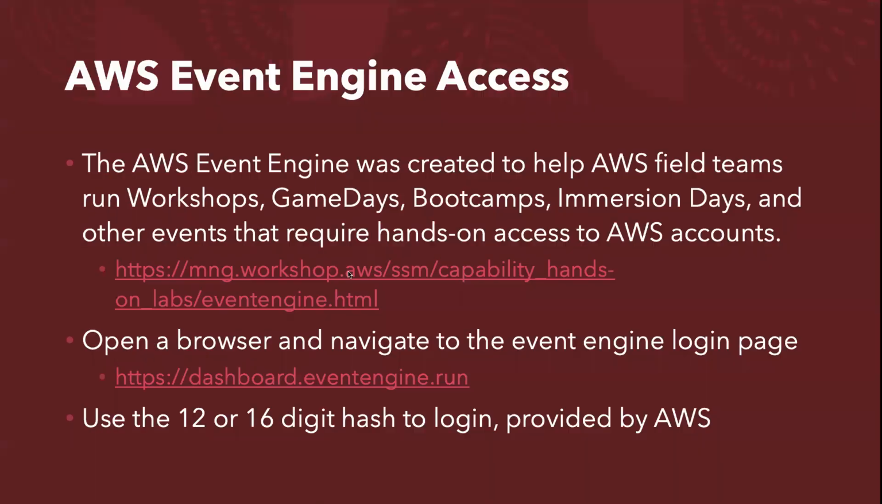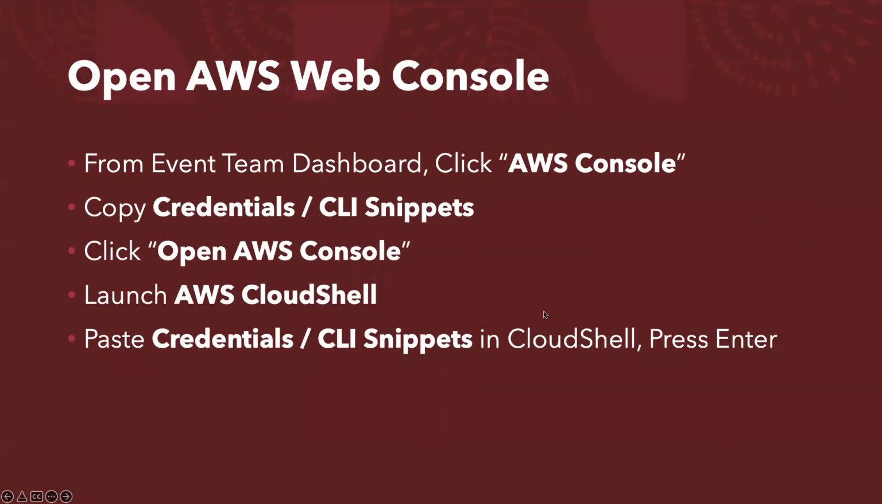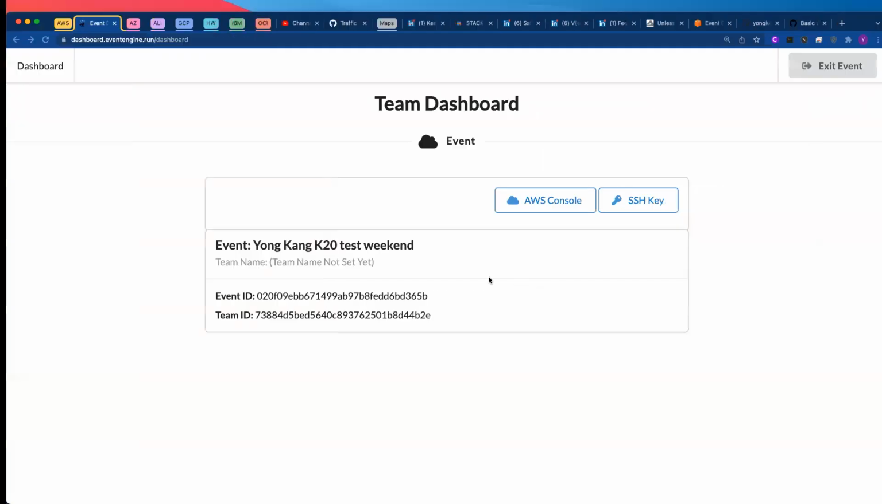So if I come back to the slide deck, you can see the next step is what we need to do is from the event team dashboard, click AWS console. And from there, you need to copy the credentials to CLI snippets. And after that, click open AWS console. After you open AWS console, you can launch AWS Cloud Shell from there and paste the credential in the Cloud Shell. Press enter. Okay, let's continue.